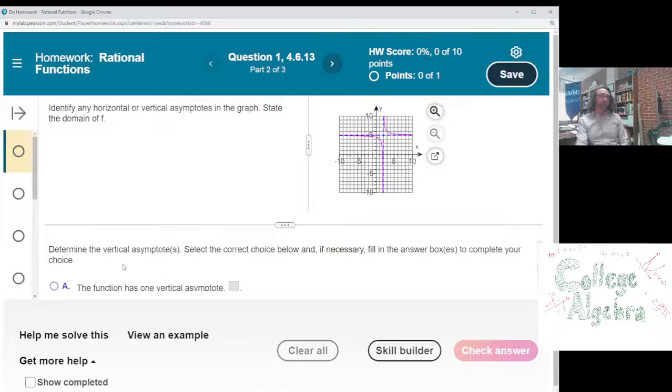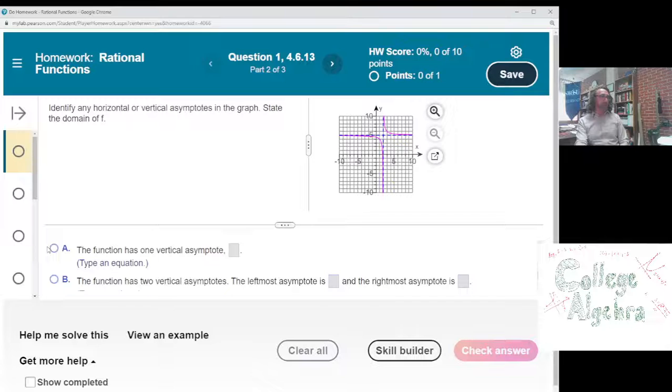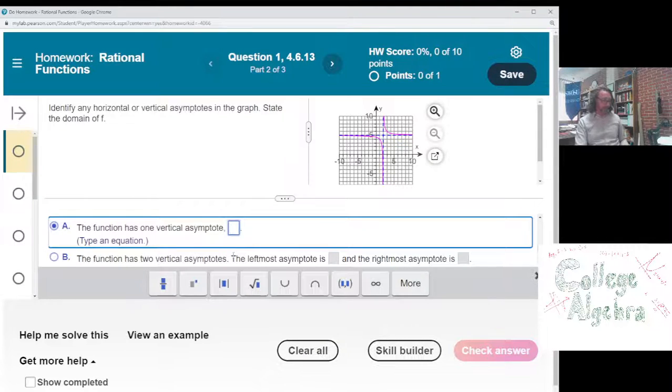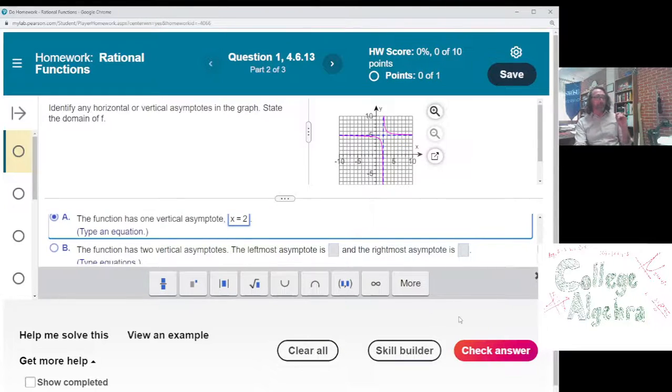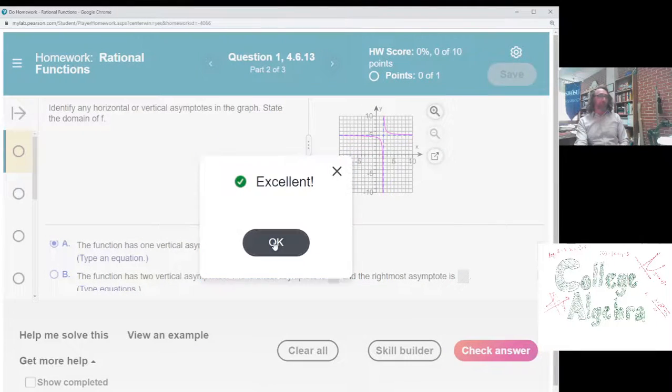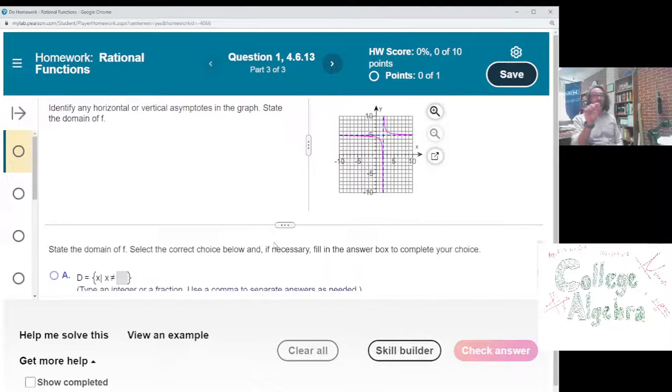Wonderful. The next part of this question has 3 parts, as you can see right up here. Determine the vertical asymptotes. Select the correct choice below. The function has one vertical asymptote, and I think we decided it was at x equals 2. Remember, once again, it's asking us to type the equation of the asymptote. So if you just type a number, it's not going to accept the answer. To type the correct equation, you have to remember that for a horizontal line, y equals constant. For a vertical line, x equals constant.